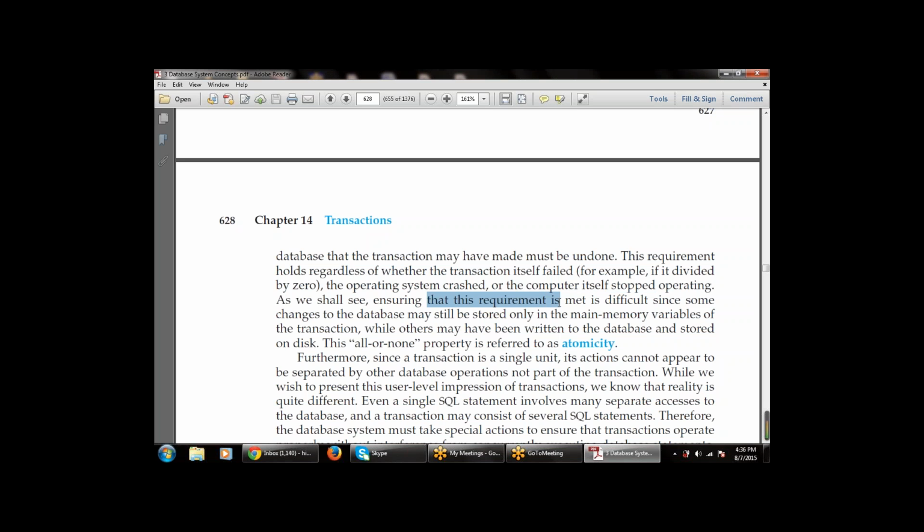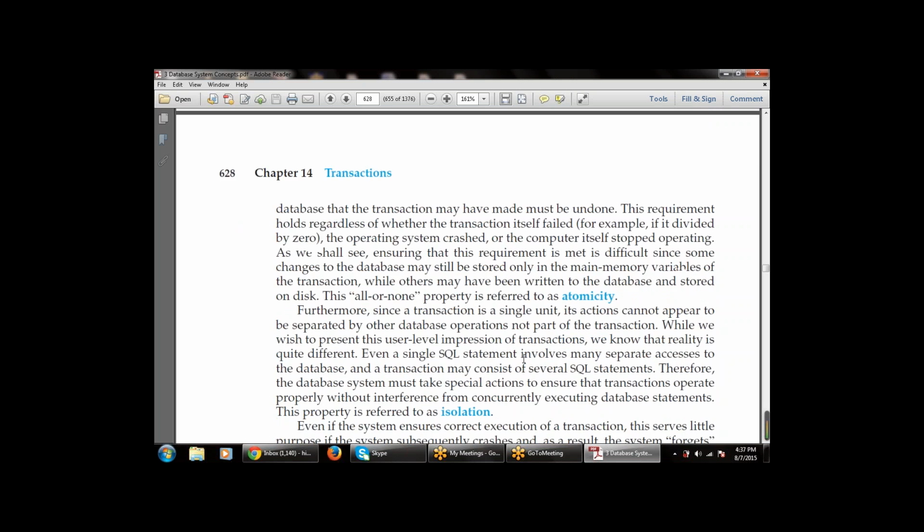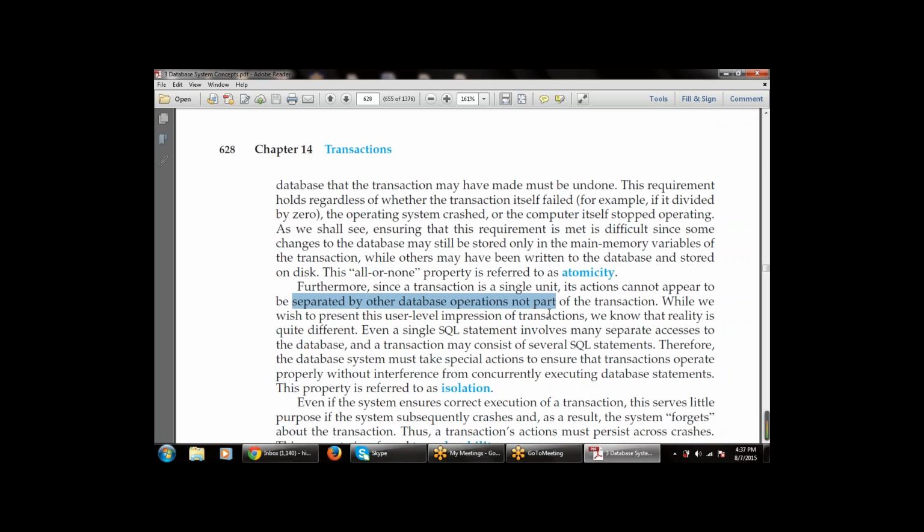So as we see, ensuring that this requirement is met is difficult, since some of the changes may be stored in the main memory. This property is known as atomicity. That is, everything happens or nothing happens in executing the transaction, so that there is no loophole in the transaction. Furthermore, since a transaction is a single unit, its actions cannot appear to be separated by other database operations not part of the transaction.